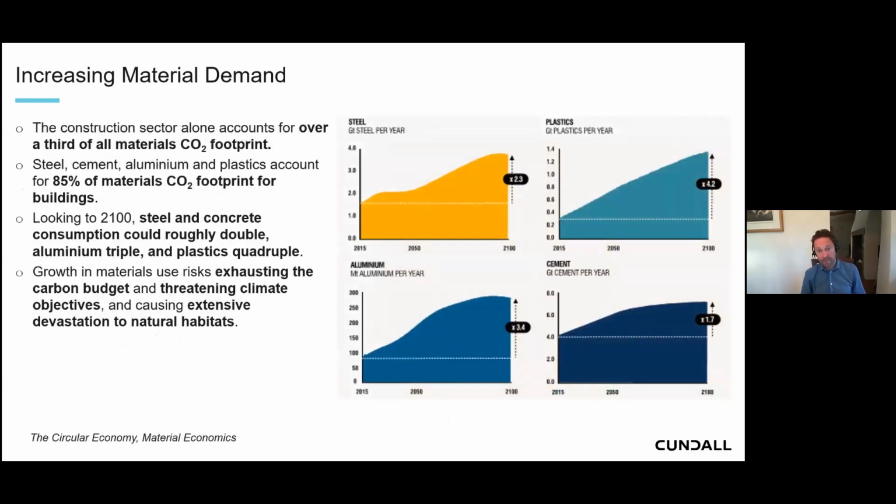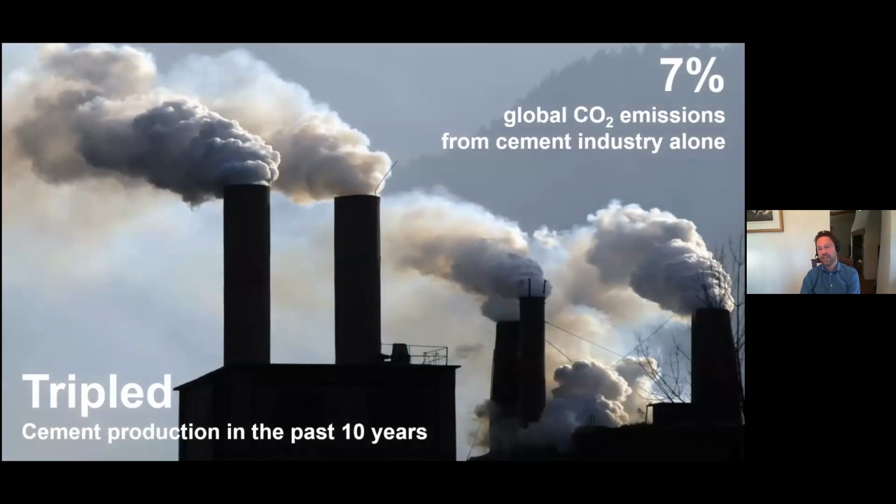And there was a study done by Material Economics, which then took that sort of growth data and established what that means in terms of individual materials. So if you look purely at steel, aluminium, and cement, they account for something like 85% of the carbon footprint of buildings. And they're set to increase by 2.3, 3.4, 1.7 over that time. So you've kind of got a twofold increase in the material consumption as you go forwards. And when you consider that cement on its own is responsible currently for 7% of global CO2 emissions, that's going to be challenging for us. And that's presently tripled in the past 10 years. So it's really time for change if we're going to get anywhere near meeting our carbon commitments.